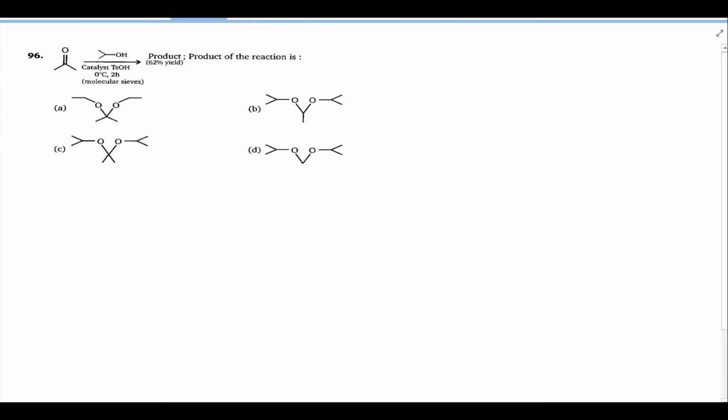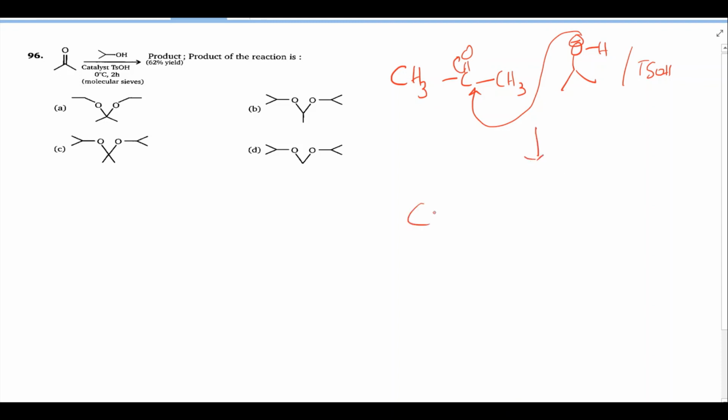So this is also one of the beautiful questions, related to acetal formation. Now you can see CH3, C double bond O, CH3. You can take this as OH. Okay, so TsOH is the catalyst. Then the negative charge attacks like this, so the bond shifted like this. This is nucleophilic addition. So CH3, C, here O, here O. It is forming like this. Here OH. Here again CH3 is there.